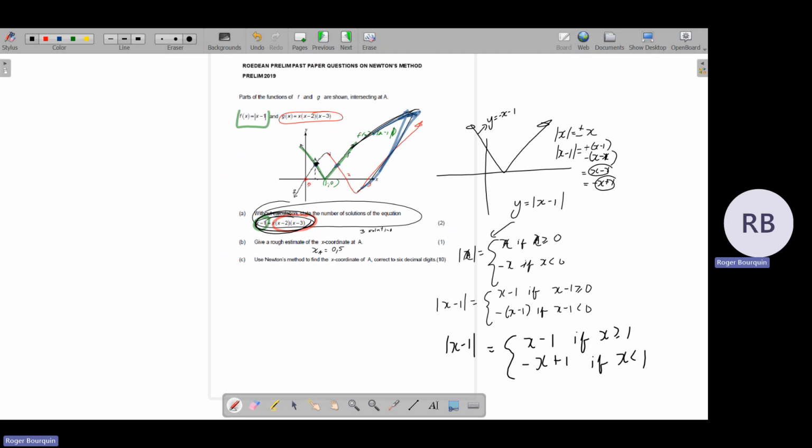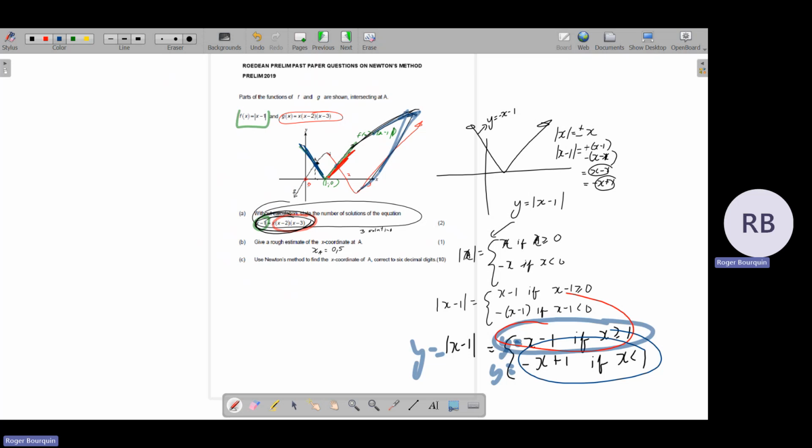So you're drawing the graph y is equal to x minus 1 when x is bigger than 1, so that would be that part over there, and you're drawing the graph y is equal to minus x plus 1 if x is less than 1.